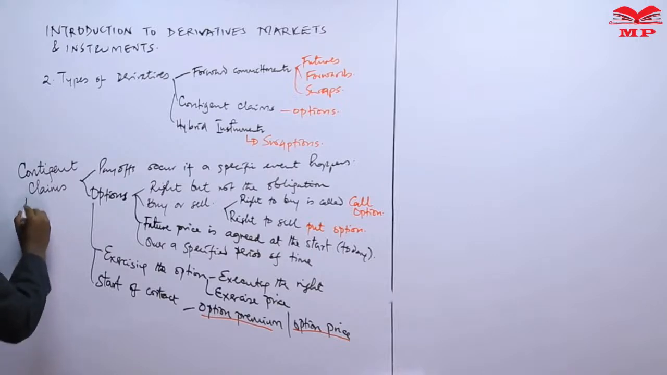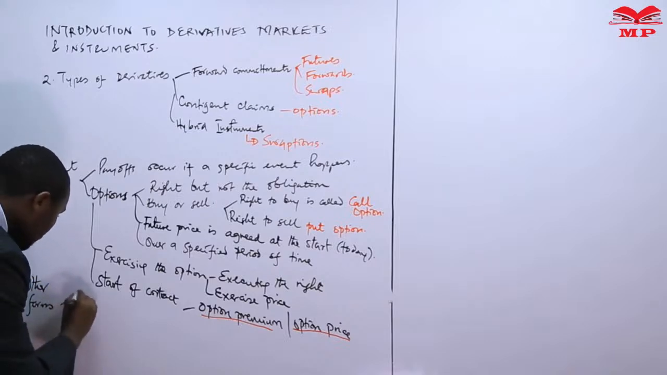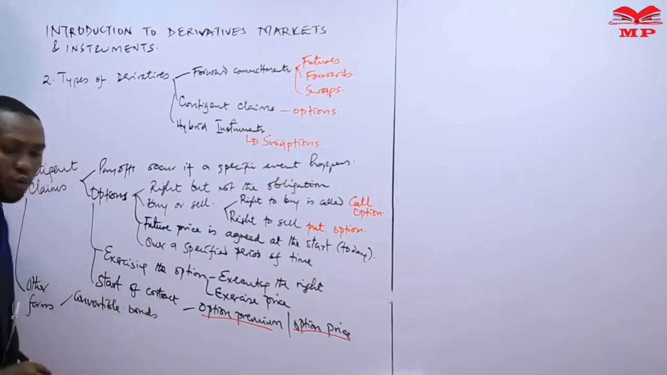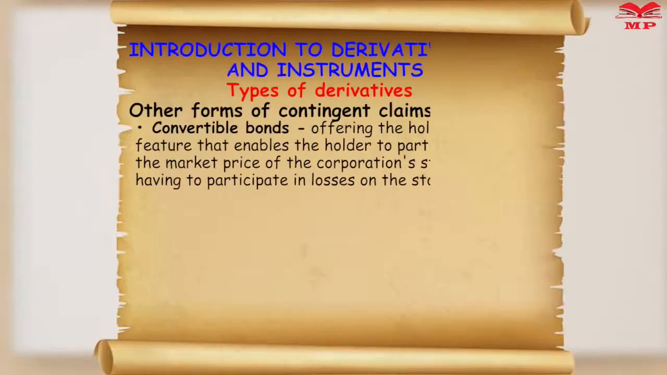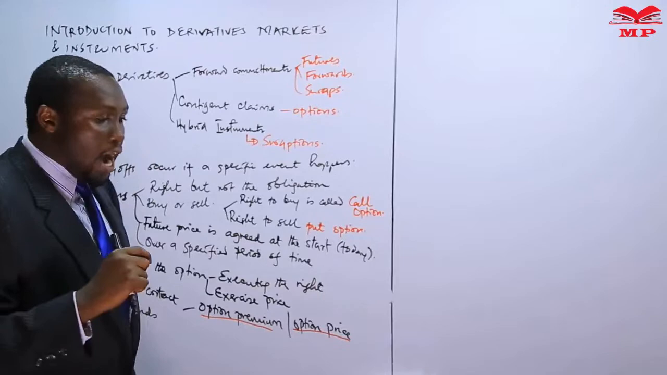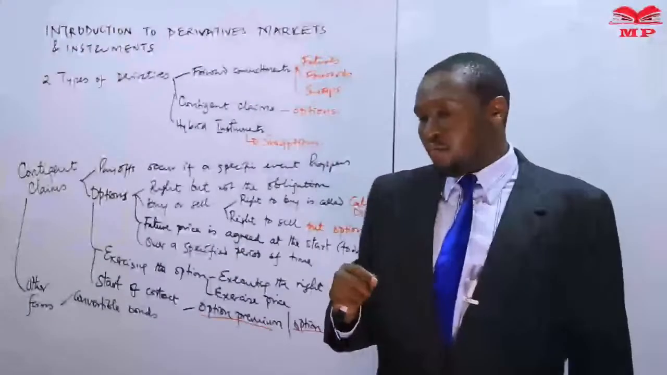contingent claims, other than the options. These forms include things like convertible bonds. And what are convertible bonds? These offer the holder the option feature that enables the bondholder to participate in the gains in the market price of the corporation's stock without having to participate in the losses of the stock. What is a convertible bond? Let me start there.